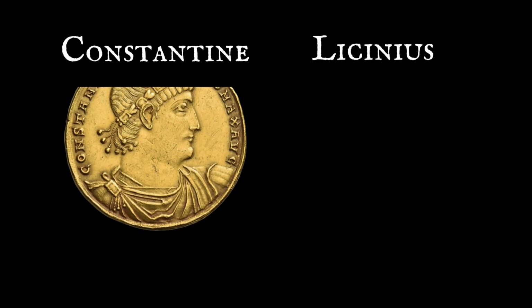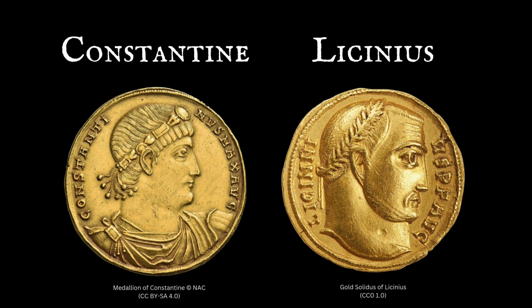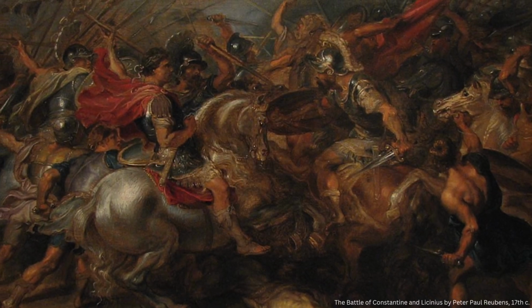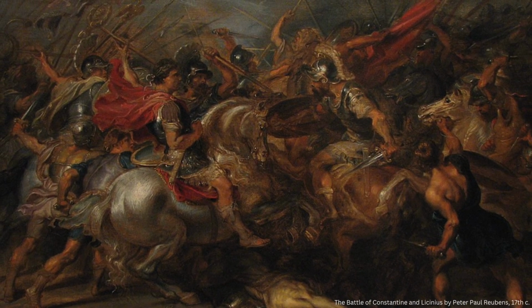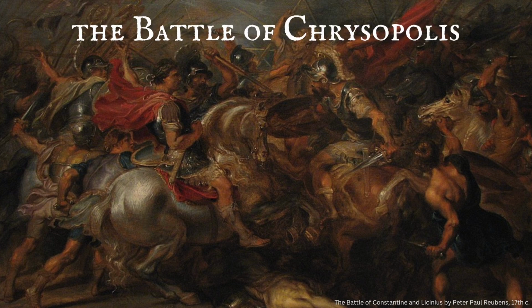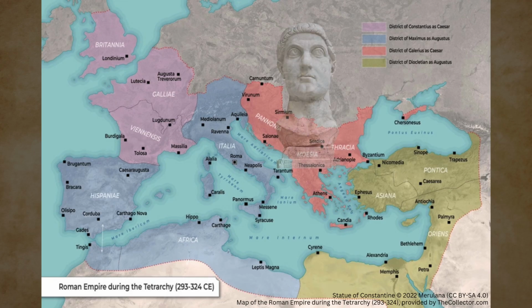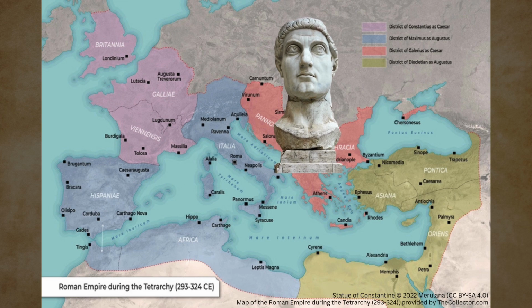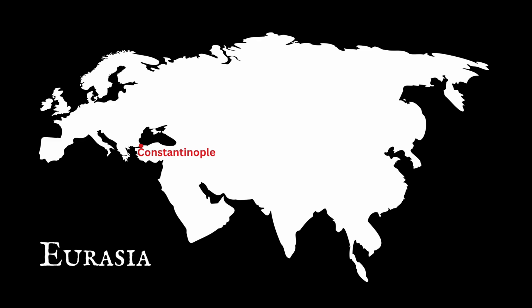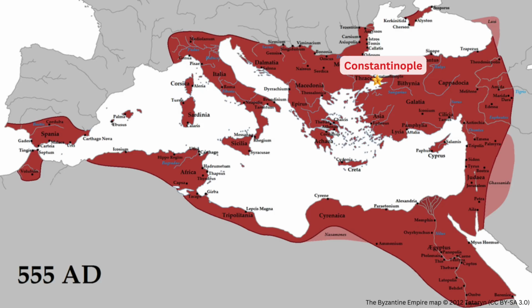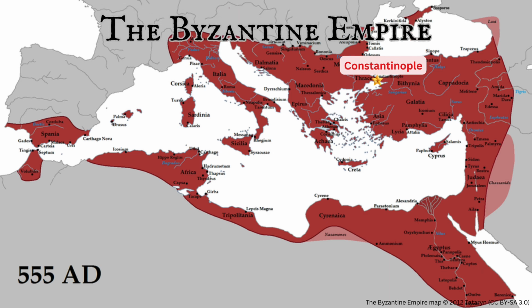It's the year 324 AD, and the Roman Empire is co-ruled by the emperors Constantine and Licinius, the former based in the west and the latter in the east. On the 18th of September, Constantine and Licinius go head-to-head at the Battle of Chrysopolis, and Constantine comes out victorious, becoming the sole ruler of the great Roman Empire. He makes a pivotal decision to establish a new capital, Constantinople, named in his honor, and it became the center of what modern historians would later call the Byzantine Empire.